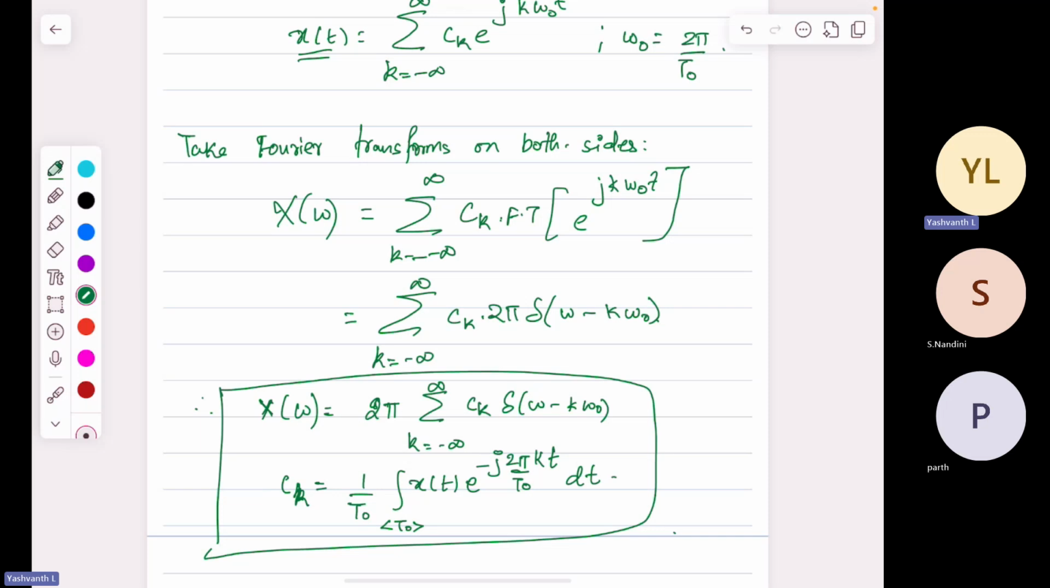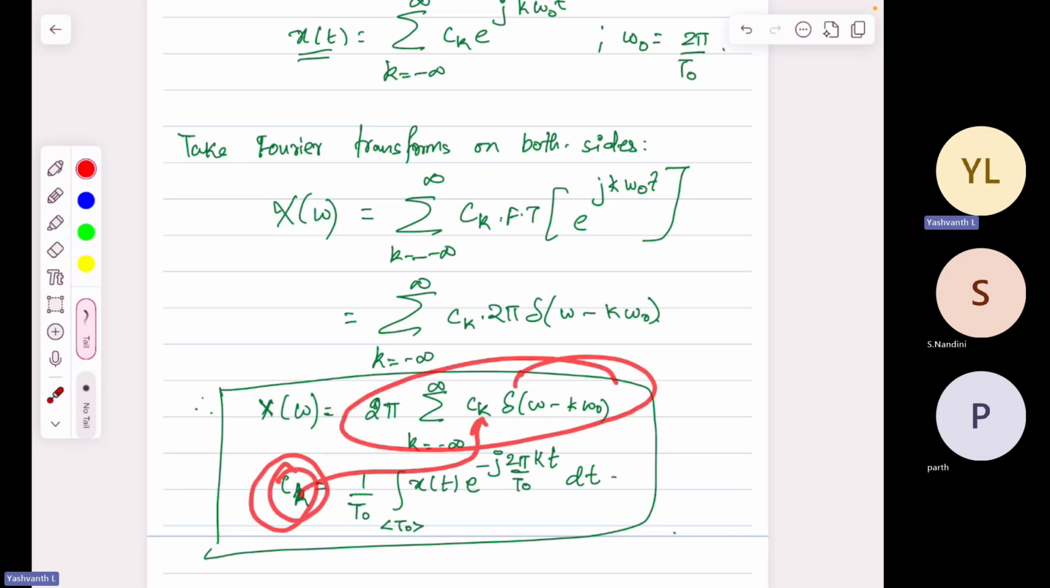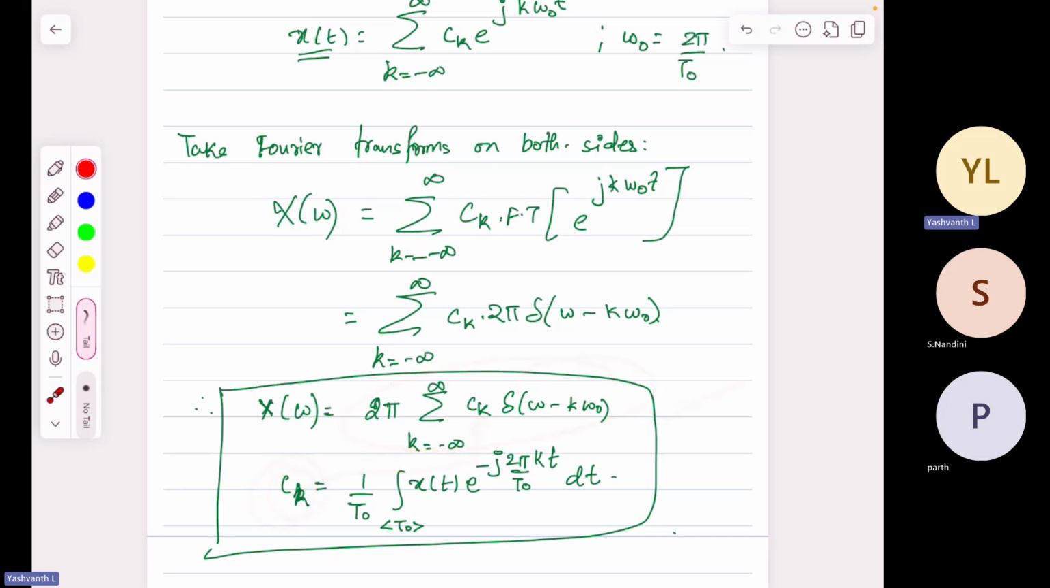All you need to do is simple. If someone asks you the Fourier transform of a periodic signal, do only one thing: compute ck, and plug it in here. That is the Fourier transform of a periodic signal. You don't need to do anything else. ck is easy to compute because the integration is over only one time period. On the other hand, the definition of the Fourier transform integrates over all time t from minus infinity to plus infinity. That's how this formula simplifies your solution.